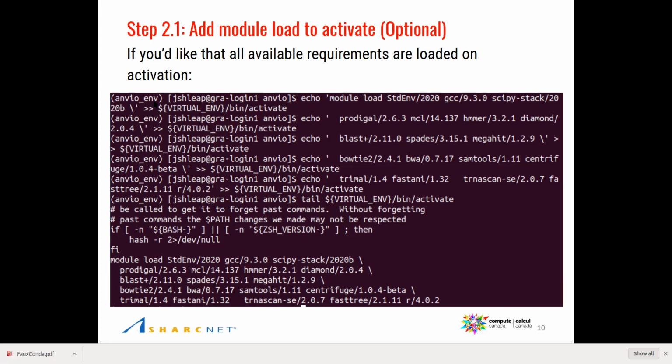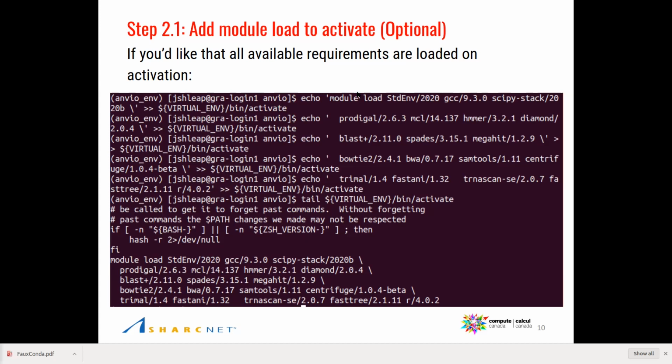And what this does is it adds module load StdEnv/2020 gcc/9.3.0 scipy-stack/2020b to the activate script. This one has a line break because I just kept going with all the requirements. So these are all the requirements that Annovio had: Prodigal, MCL, HMMER, Diamond, BLAST, etc., etc.